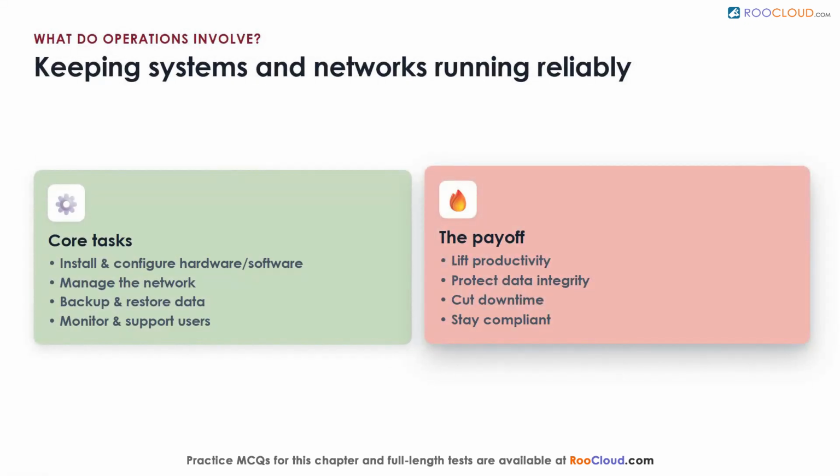So what do technology operations actually involve? They're about keeping systems and networks running reliably. That spans installing hardware and software, configuring systems, and managing the network. It includes backing up and restoring data, watching for security issues, and helping users. Done well, operations lift productivity and protect data integrity. They cut downtime and resolve issues fast. The professionals who run this know systems deeply. They keep things compliant and guard sensitive data from breaches.